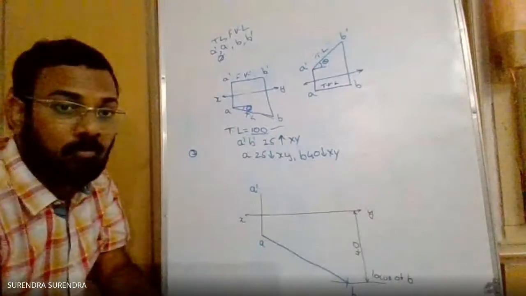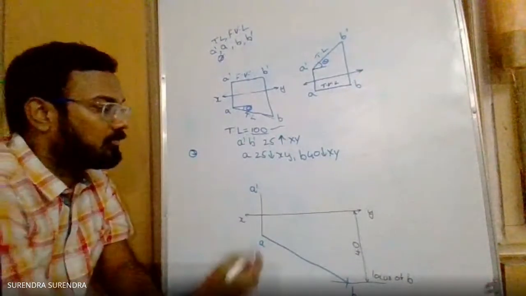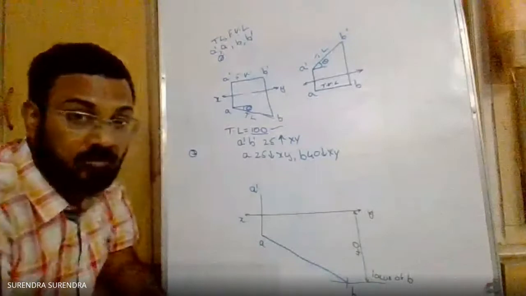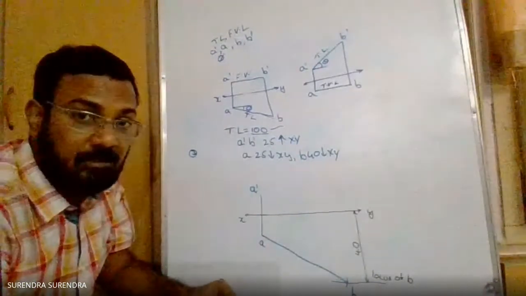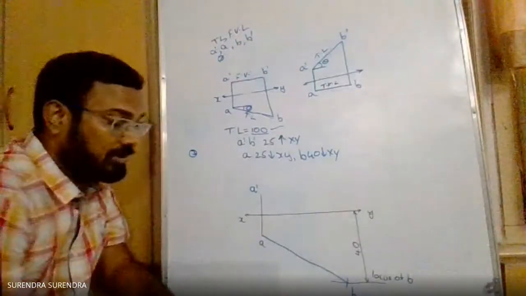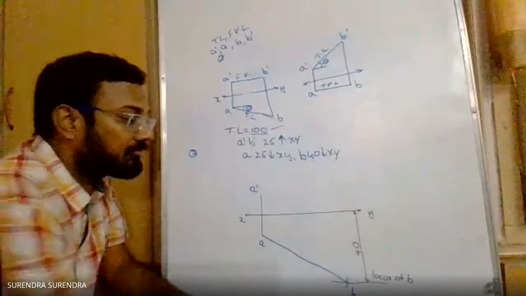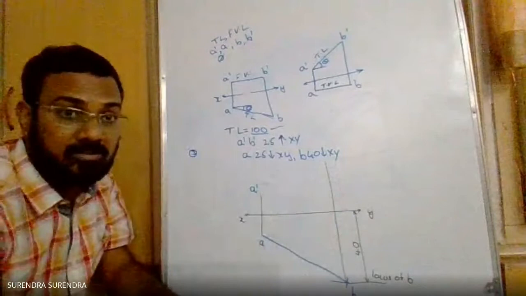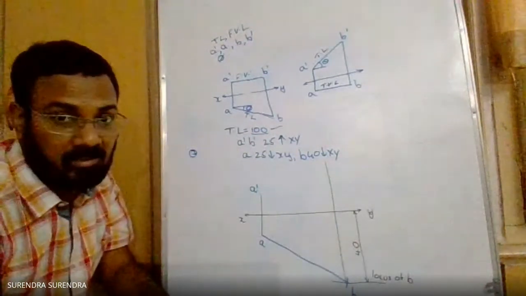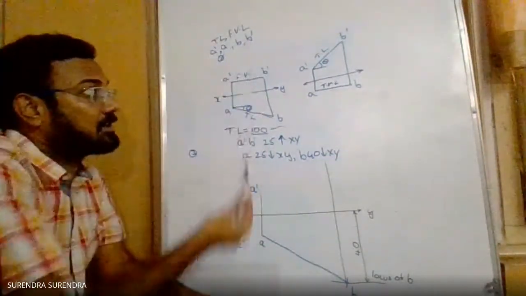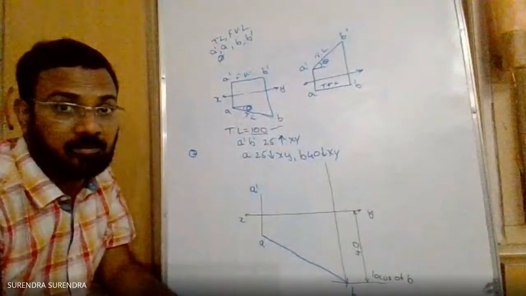Now what about point B dash? We know A dash, A, B. The only remaining point is B dash, which is 25 mm from XY. To get B dash, we know the condition that B and B dash always lie on the same projector. Draw a perpendicular line to the XY line from B, passing through B, with a 2H pencil. So this is indicating the projector. Always A, A dash lie on the same projector, and B, B dash lie on the same projector, meaning a vertical line perpendicular to XY.